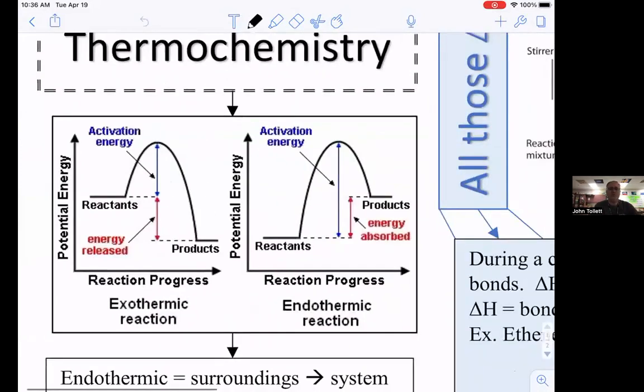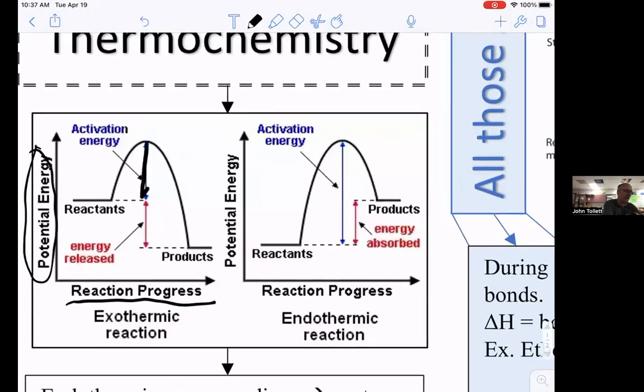The first two little graphs right here, we did talk a little bit about in kinetics. Looking at this potential energy diagram, you've got the reaction progression on the bottom, meaning starting at the beginning and going to the end. And then potential energy is over here on the left-hand side. There is a certain amount of energy that is necessary for reactions to occur. That is the activation energy right here, usually denoted by E sub A.